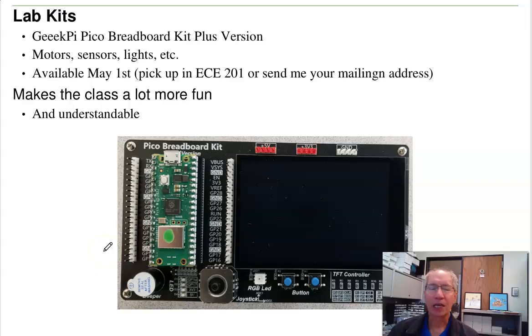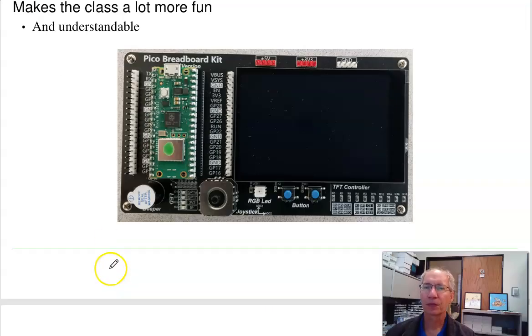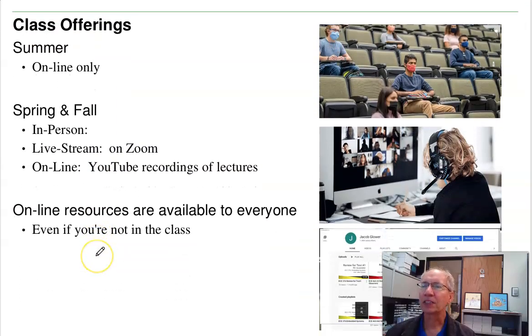So you're definitely going to need a lab kit. To get a lab kit, you can stop by my office to pick one up after May 1st, or send me your mailing address, and I'm happy to ship one to you. The class is offered online only during the summer. If you'd like to take the class in person, it's offered in person, live stream, and online, both fall and spring.